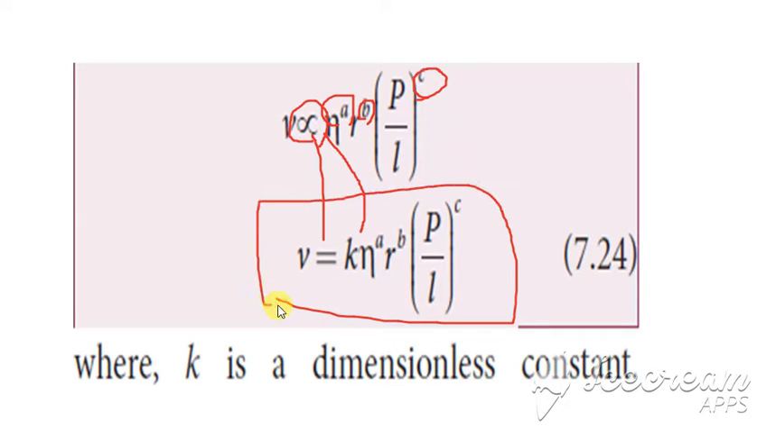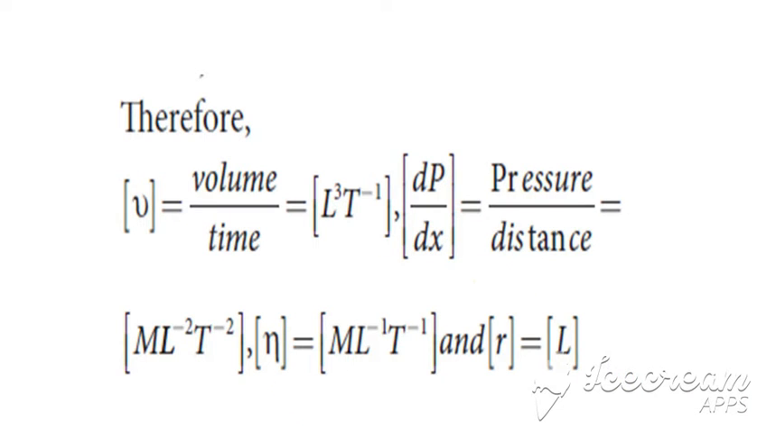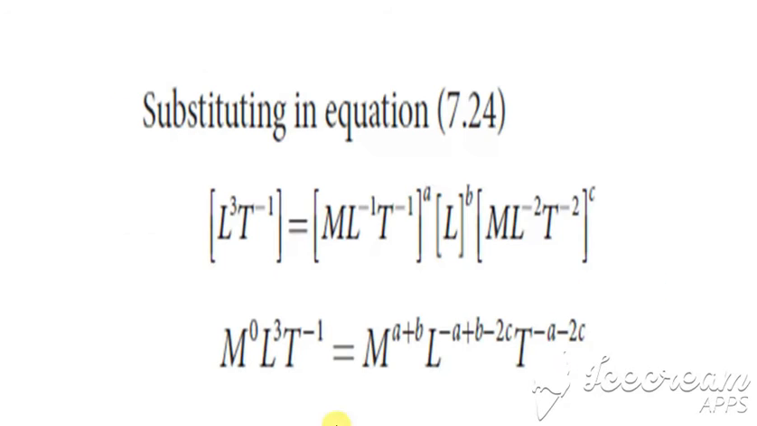The next step is to substitute the dimensional formula for each term. For V, it is volume by time, so L cube T power minus 1. Pressure gradient is M L power minus 2 T power minus 2. Eta is M L power minus 1 T power minus 1. R is L. Substituting these values, we get L cube T power minus 1 on the left. In this term we don't have M, so we write it as M power 0, L cube T power minus 1.